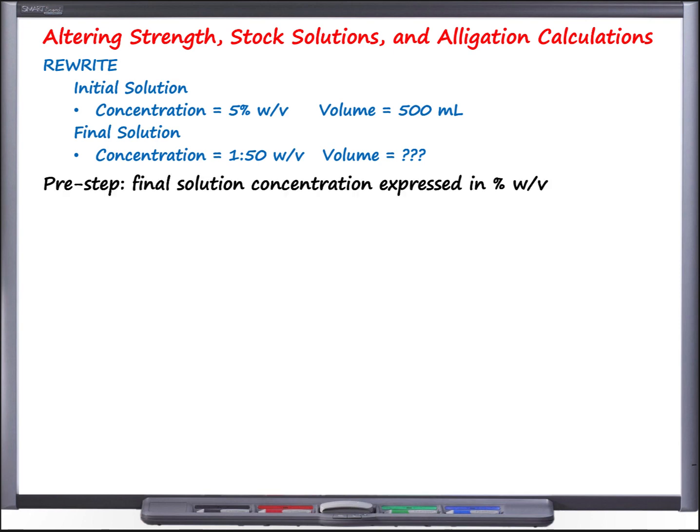We're actually going to start this question with something of a pre-step, because what I can't really use is expressing our final concentration as a 1 to 50 weight per volume. What I want to do first is convert that to a percent weight per volume. So we'll set it up this way, and I'll work you through it.